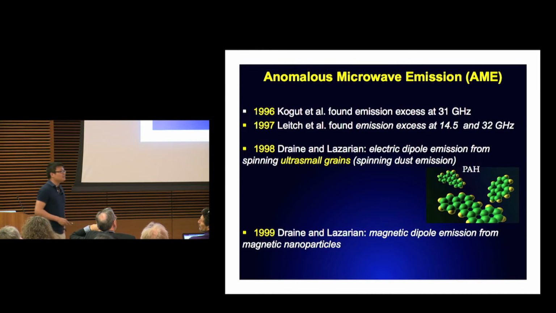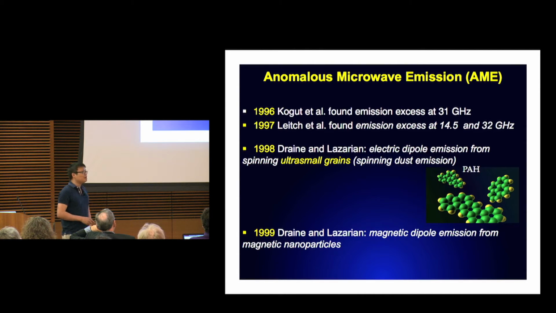However, in 1996, the COBE team, led by Al Kogut, discovered that in addition to the three known foreground components, we have an emission excess at this frequency, 31 gigahertz. They didn't know the origin of this emission excess, so they came up with the name anomalous microwave emission. One year later, Leitch et al. also found the emission excess at two frequencies.